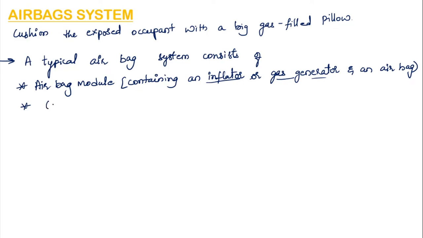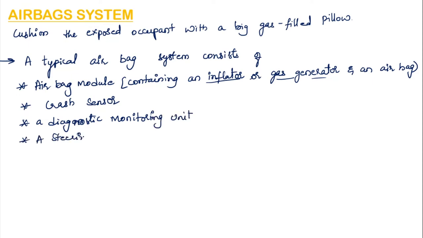Then it has a crash sensor. This crash sensor will help the airbag module to sense when the collision occurs. Then a diagnostic monitoring unit, then a steering wheel connecting rod. There is a coil which is connecting this system to the steering wheel, and there is an indicator lamp.